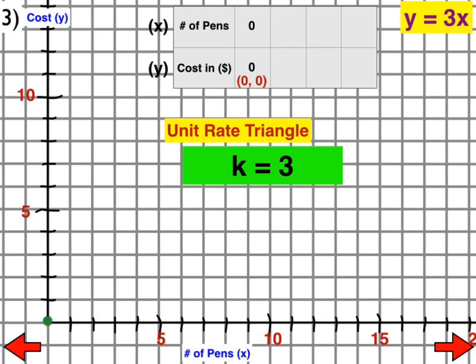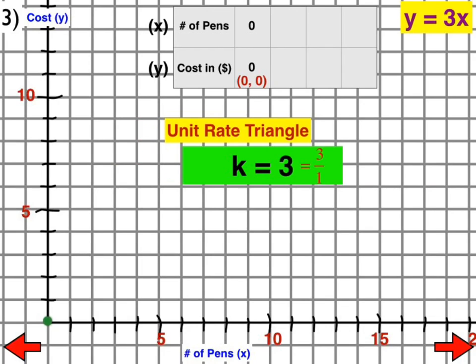And here's what I want you to do. In your notes, I want you to write this down off to the side of your graph. And then I'm going to add some more pieces to it, and I want you to write this stuff down. Because what we're going to do here is define what this unit rate triangle thing really is.